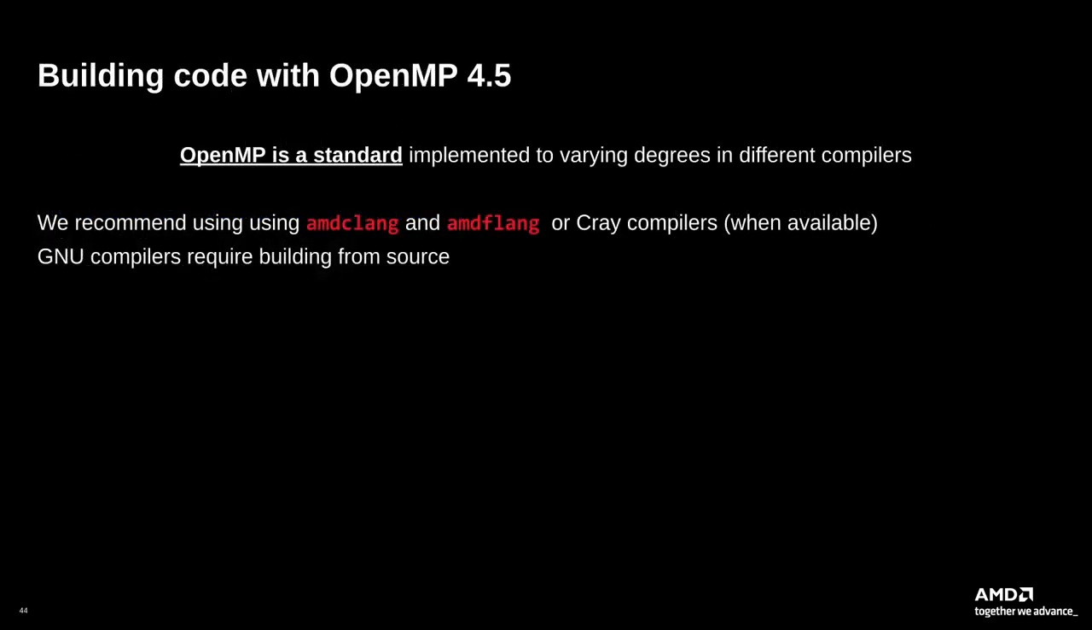Remember that OpenMP is a standard, and it is implemented to varying degrees in different compilers. We highly recommend that you use AMD Clang and AMD Flang, which come with a ROCm installation, or if you're on an HPE Cray system, that you use the Cray compilers. Now, if you want to use the GNU compilers, you will need to build them from source and enable OpenMP offloading when you build those compilers.